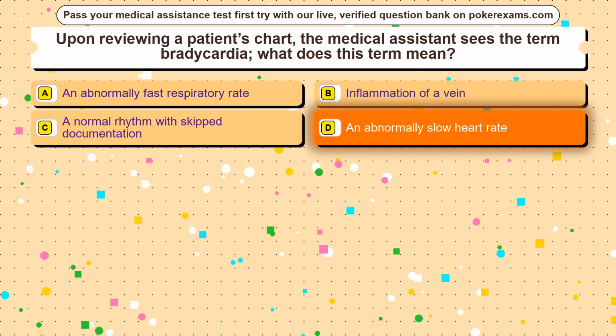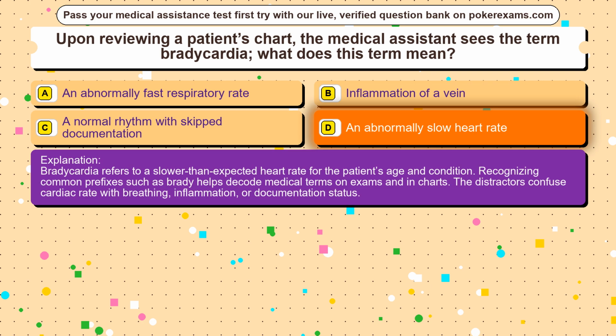The correct answer is option D, an abnormally slow heart rate. Bradycardia refers to a slower than expected heart rate for the patient's age and condition. Recognizing common prefixes such as Brady helps decode medical terms on exams and in charts. The distractors confuse cardiac rate with breathing, inflammation, or documentation status.